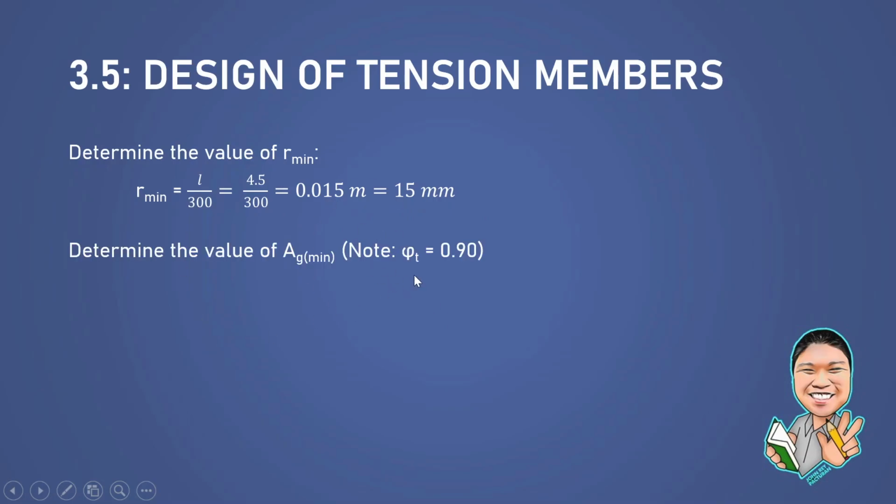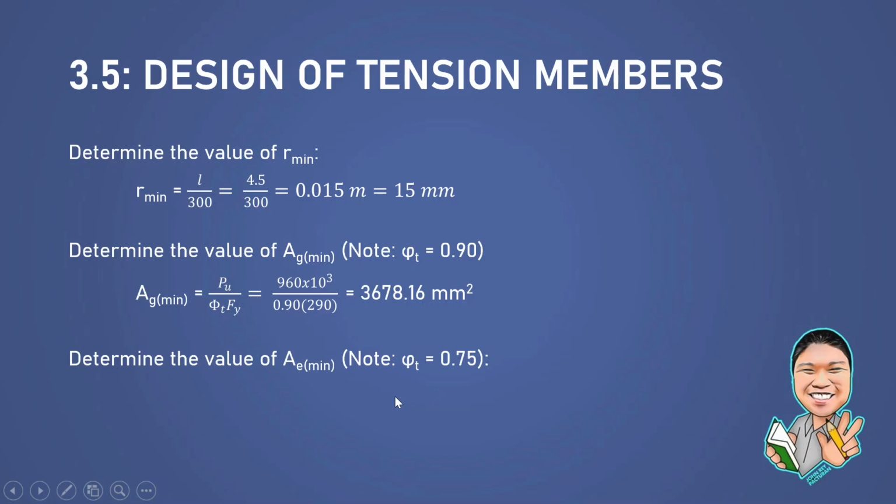Tapos, yung value ng Ag, remember na yung reduction factor natin ay 0.90. So, therefore, Ag is equal to 960 times 10 cube divided by 0.9 ng 290, which is 3,678.16 square millimeters. And lastly, compute the value of the minimum net area, which is ang ating reduction factor ay 0.75. So therefore, ang ating Ae min naman ay 3,091.71 square millimeters.